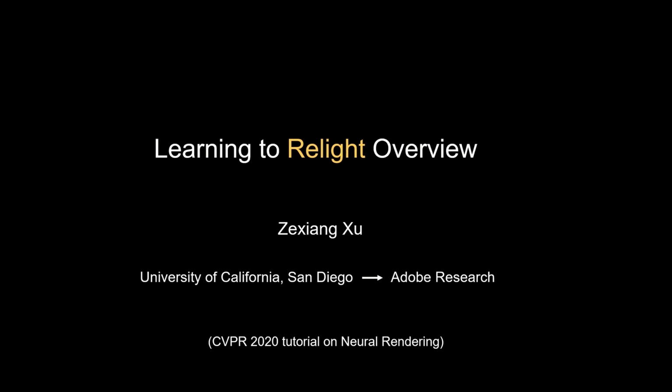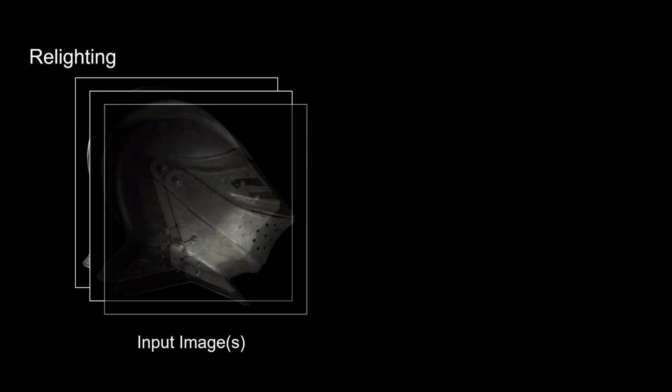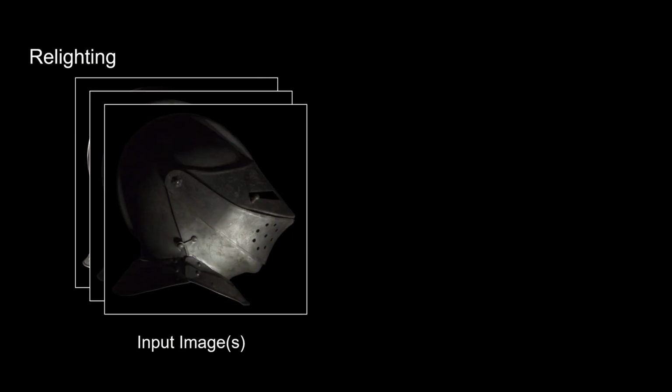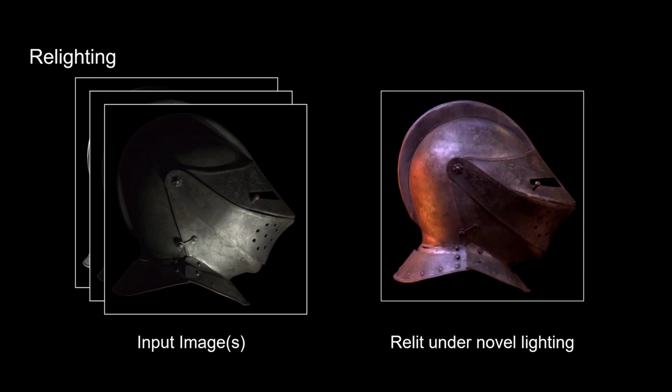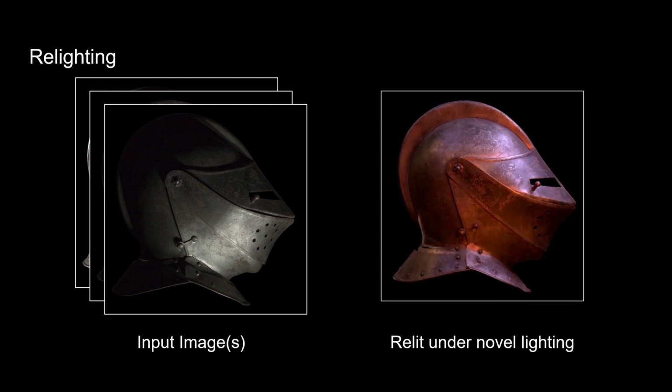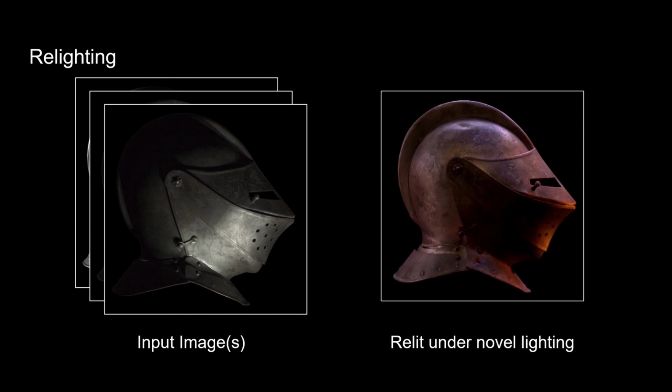I will first give an overview about neural rendering methods for relighting. Relighting a scene is essentially to first capture some images of the scene under some lighting conditions and then synthesize new images of the scene under novel lighting. So you want to keep the scene content unchanged and only change the lighting in the image.